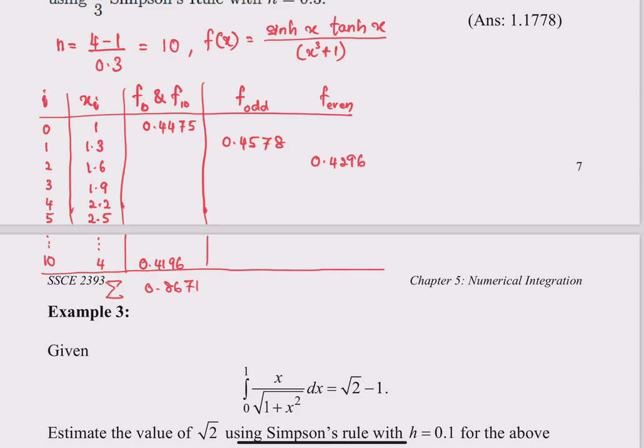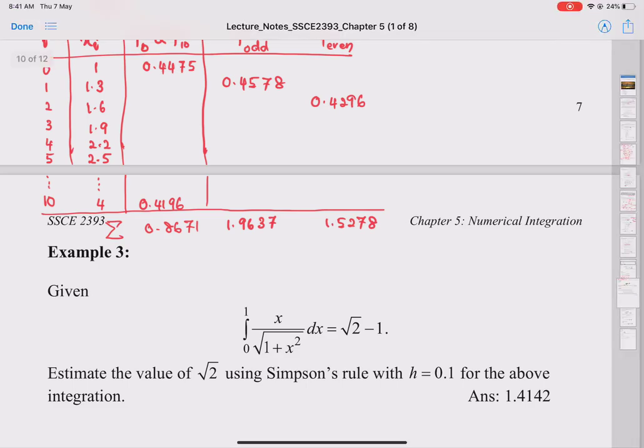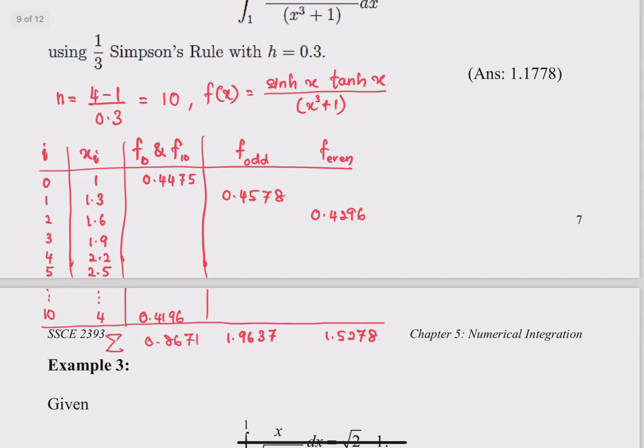And so on. Please complete the table by yourself. You just substitute the value of x, and then for this summation you will get 1.9637, and for this one you will get 1.5278. You must do that, otherwise, as I told you many times, you will not know about your calculator, how to calculate, how to make it easy, and so on. And this is your answer.